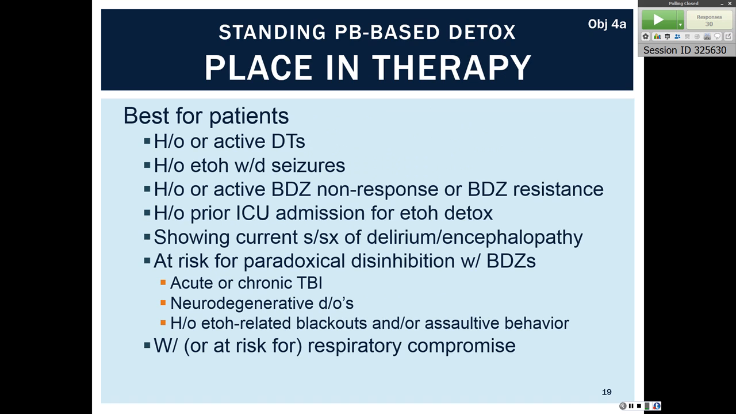When do we use phenobarb? Anybody who has a very high risk for having severe withdrawal symptoms. So active DTs, seizures, history of benzo non-response, history of prior ICU admission, currently showing signs of delirium or encephalopathy, or if they're at risk for the paradoxical disinhibition like we talked about, or if they're at risk for respiratory compromise, because phenobarb doesn't slow down the respiratory drive as much as benzos do. It does it a little bit, but not as much.